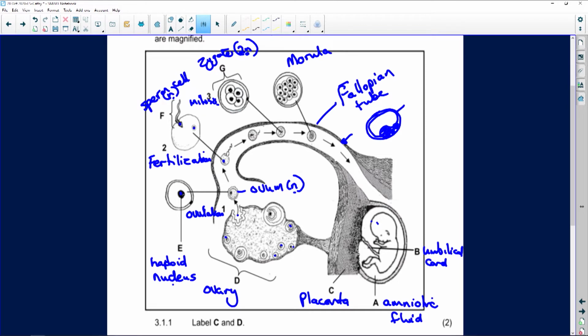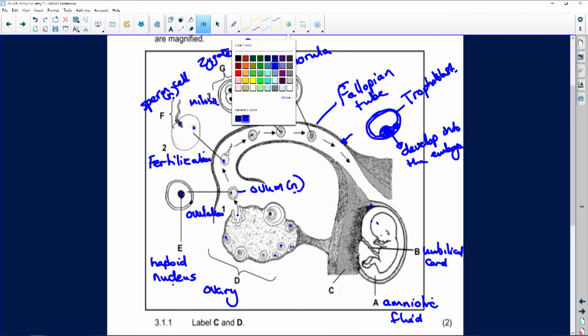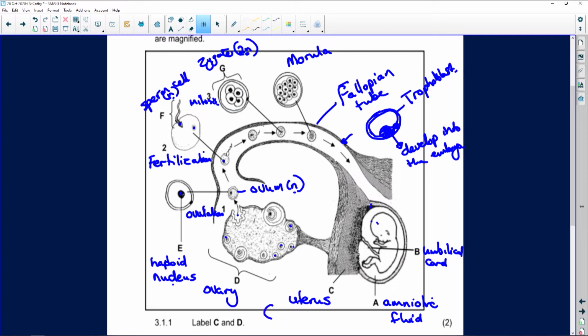And this membrane around it is called a trophoblast, and this little thing here is going to develop into the embryo. This is what is going to attach here in that wonderful ripe uterus. I've just realized I made an error here. Okay, C is your uterus, or in fact, specifically the endometrium, and this here would be your placenta.